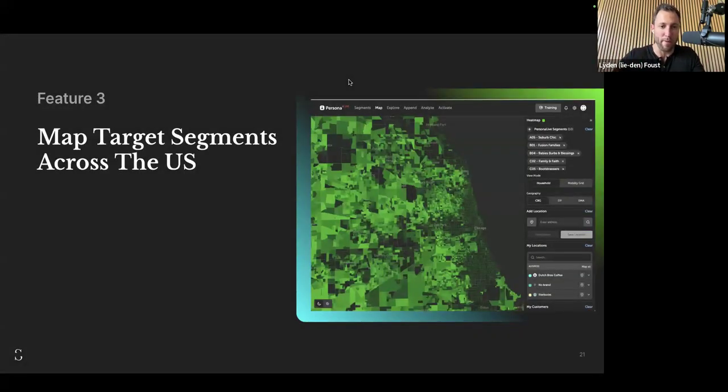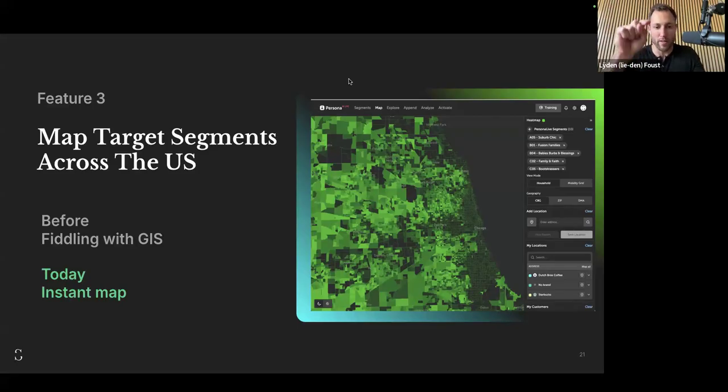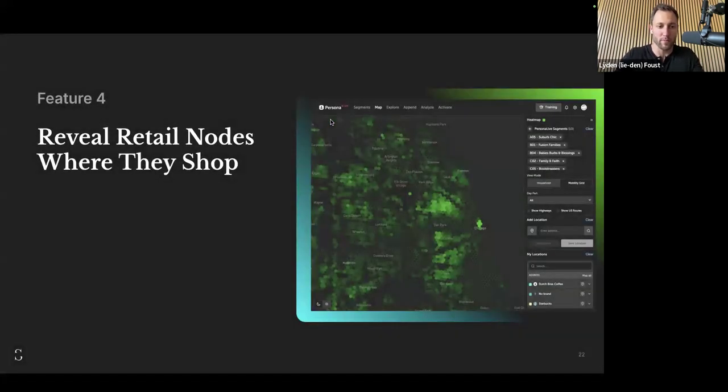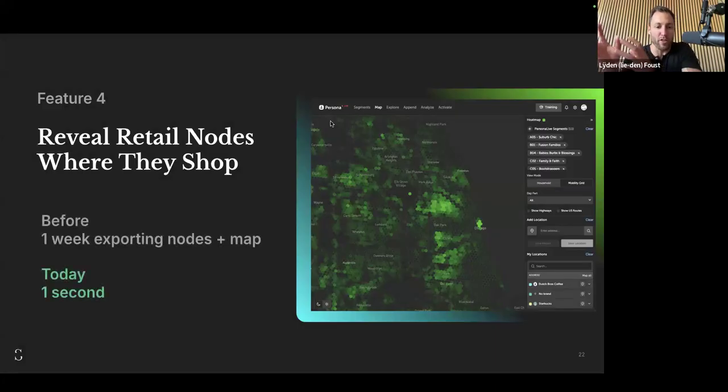Feature three, you can map your top segments across the United States. Before, you would have to take your geodemographic data file, fiddle with GIS, and eventually get it up there. Now you get an instant map going from who are my best segments, and you flip right into the map rather than having to click on those segments slowly. And then for feature four, you can reveal retail nodes where those folks are shopping. Before, honestly, you could theoretically export nodes and then map it, but this really was not possible before the mobility grid.